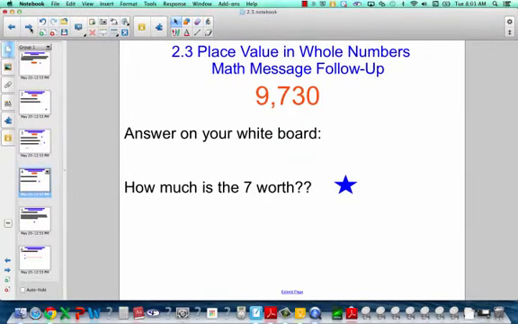How much is the 7 worth? Again, that is value, not digit. So what is the value of the 7? It's not just 7, it is 700.